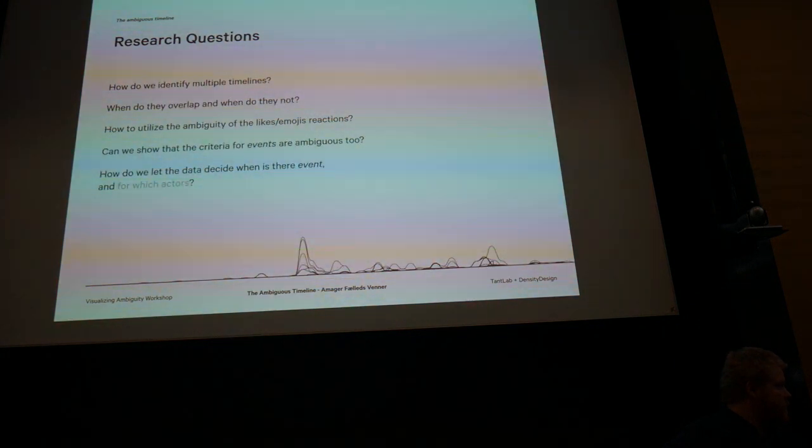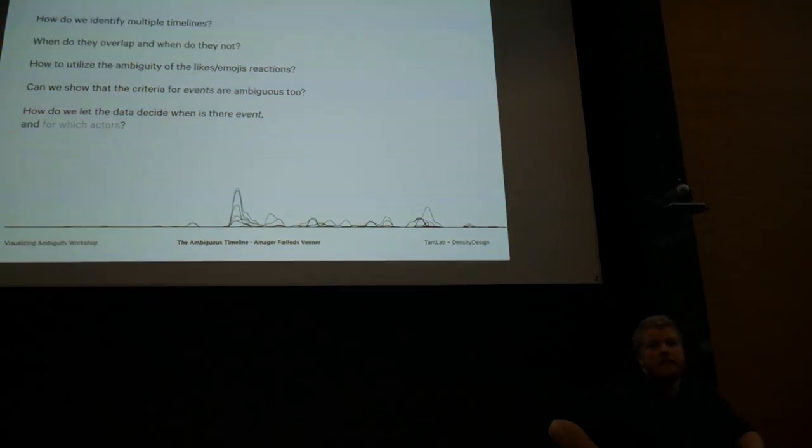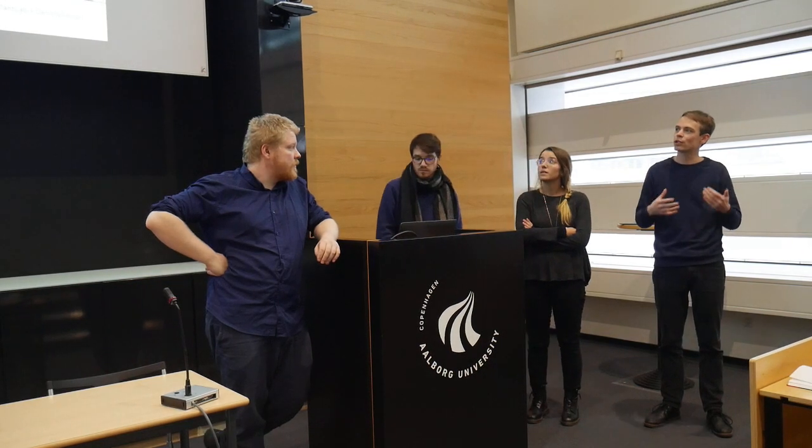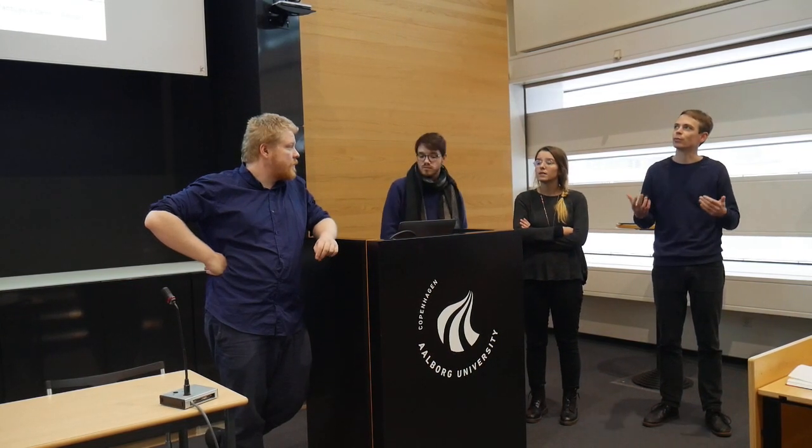So we started out from maybe a too long list of research questions, some of which we have answered, some of which we have not touched so much upon. But the basic idea of the ambiguous timeline project is this idea that in a controversy, if you decide to use digital methods to map controversies, there will often be different timelines, or at least it will be a political decision or a normative decision what the timeline looks like. So can we try and find ways to make that ambiguity visible?